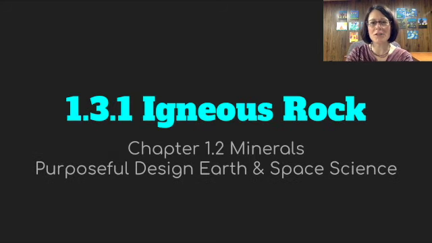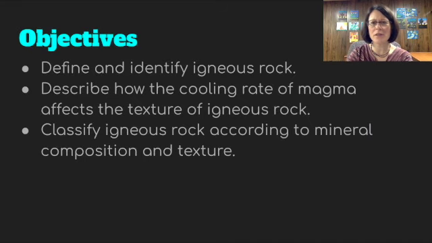So the first section, 1.3.1, is about igneous rock. Our objectives for this section are going to be to define and identify igneous rock, describe how the cooling rate of magma affects the texture of igneous rock, and to classify igneous rock according to mineral composition and texture.